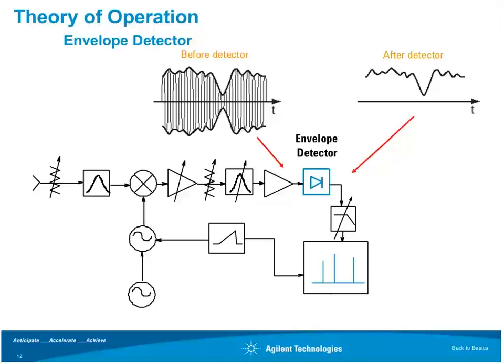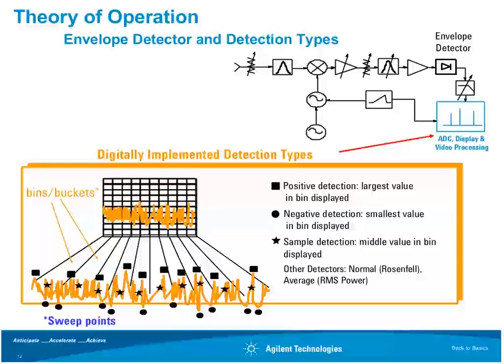After filtering, then we reach the envelope detector, and this would strip off the envelope, so the rapidly varying signal that you see here is the IF frequency, and then any modulation that might exist on the signal would then be here on the envelope. So that's the part we're interested in. And from there, then we go to the detector.